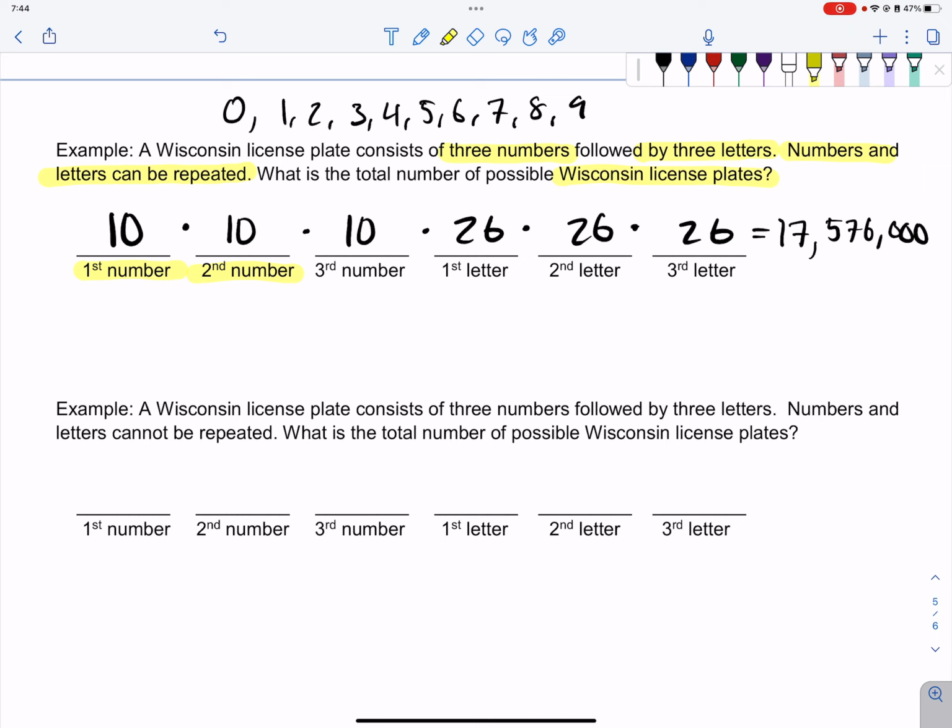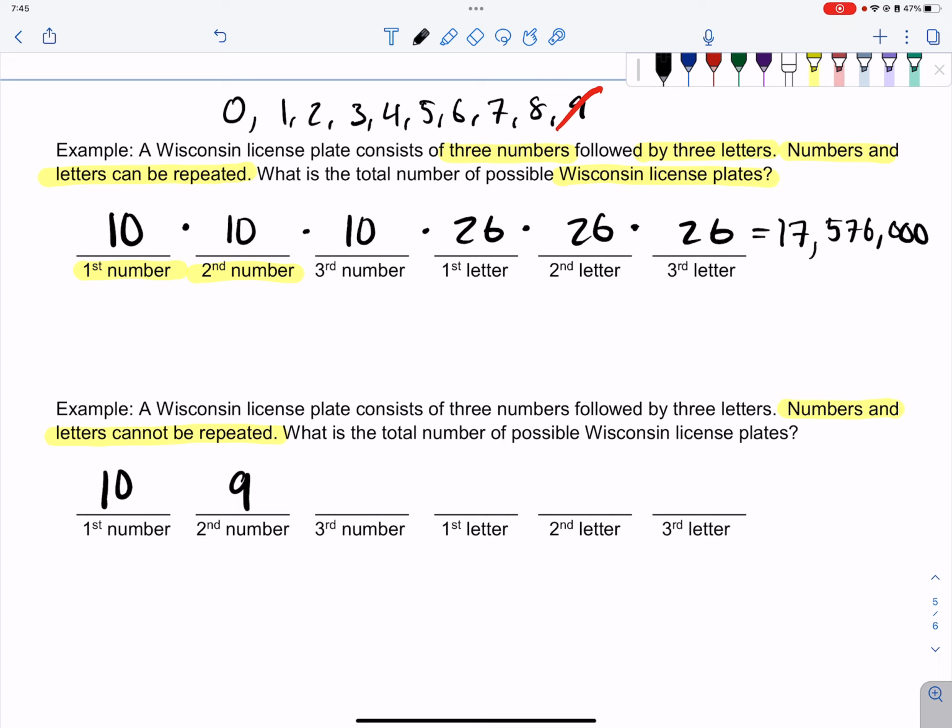The next one, I want to do the same thing, but now my setup is that the numbers and letters cannot be repeated. So that first number, well, we're starting off, they have 10 different options, 0 through 9. But now we're saying that they can't be repeated. So if I'm looking at my options from up above, 0 through 9, let's suppose maybe they use 9. That one's gone. It's no longer an option for the rest of the numbers. So that means I have one less possible outcome for my second number. So the second number only has 9 options to choose from.